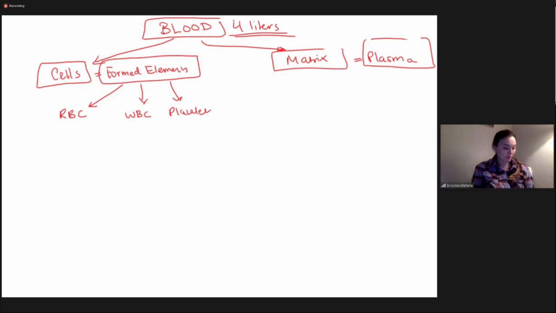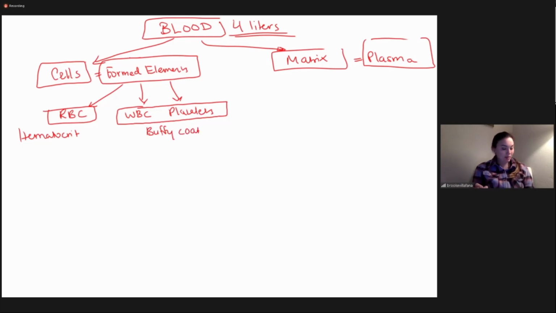platelets. The red blood cells we call hematocrit. The white blood cells and platelets are called buffy coat. And altogether, those are called the formed elements, making up 45% of blood. 55% of blood is made of the plasma.